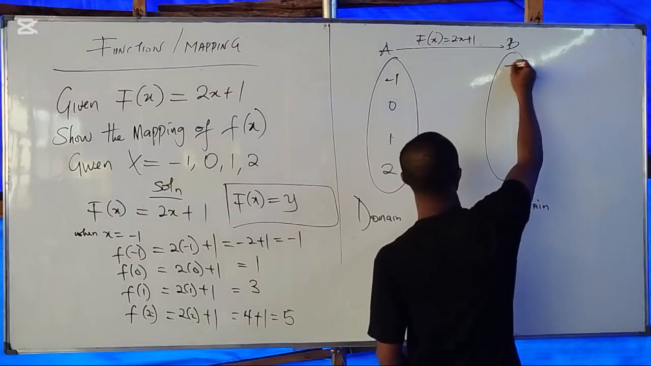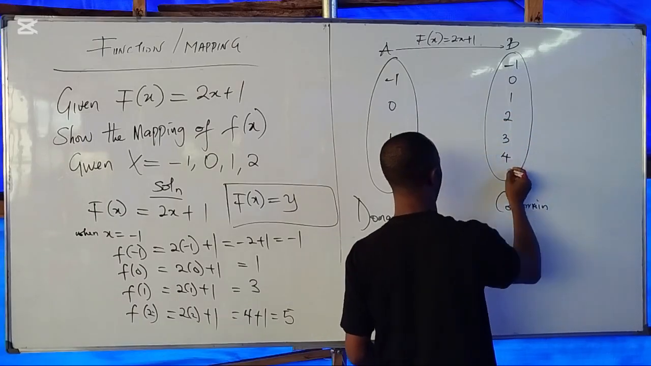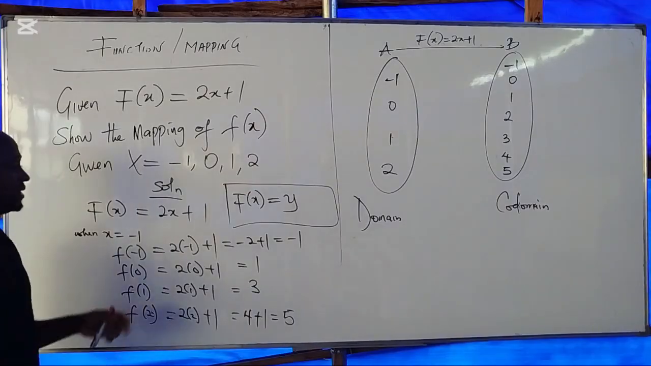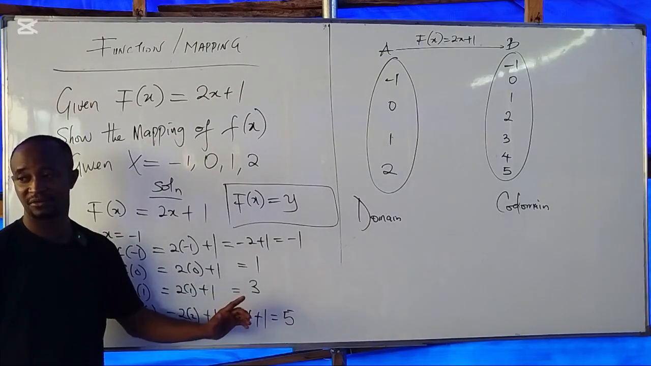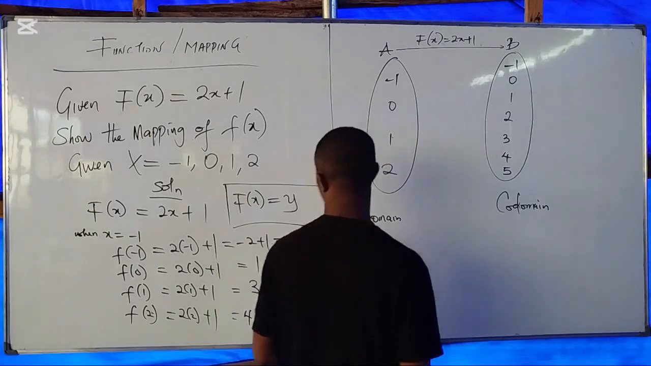It simply means I will start from minus 1, just like that. So here we will have minus 1, 0, 1, 2, 3, 4, and 5. While bringing out the codomain, please don't forget to bring out all the range of values from minus 1 to 5, the numbers between minus 1 and 5. Just bring them out. Now let's map.